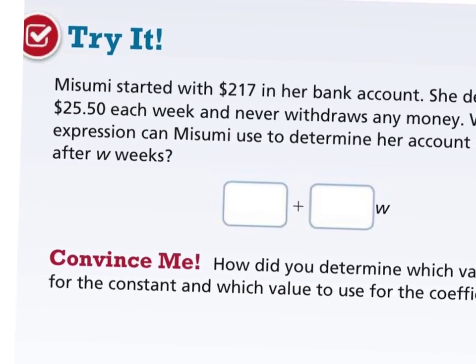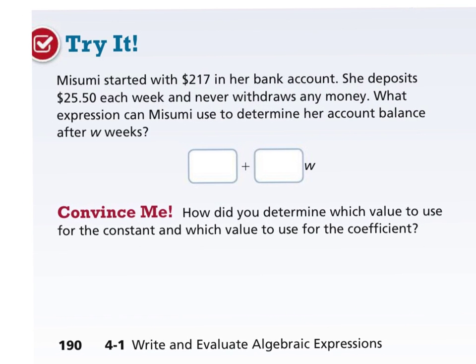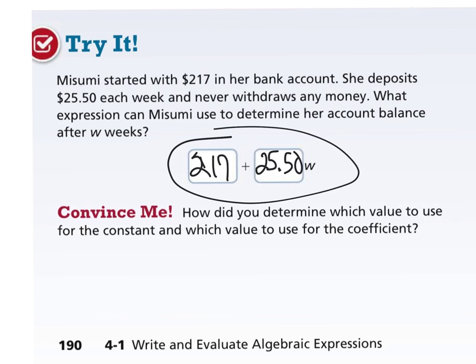So if you look at the try it, Masumi started with $217 in her bank account. She deposits $25.50 each week and never withdraws any money. What expression can Masumi use to determine her account balance after W weeks? So deposits means that she's putting money into the bank. So she's starting out with $217 and then adding the $25.50 each week times however many weeks. So this would be an expression we could use to tell how much money she has in the bank.